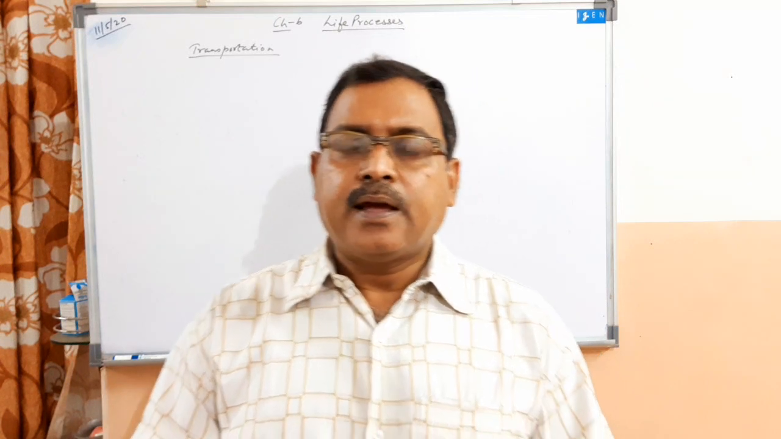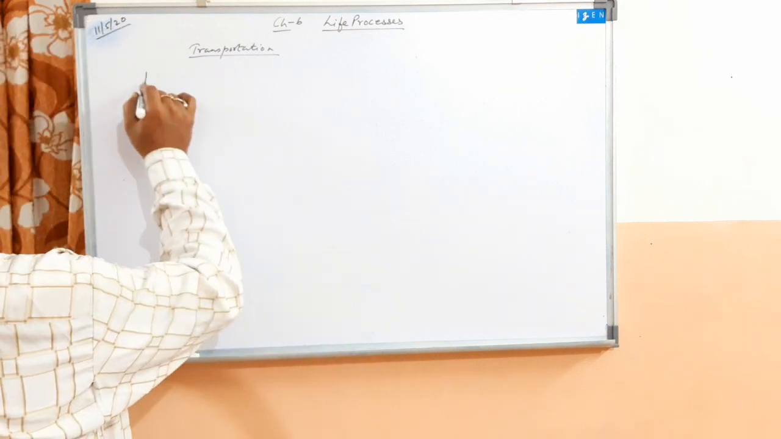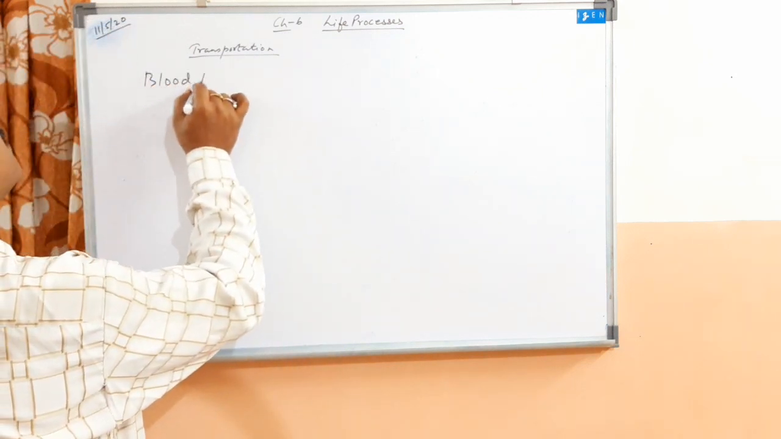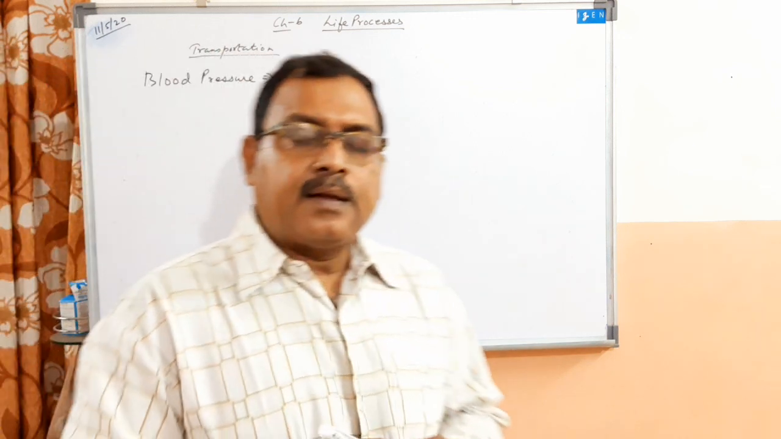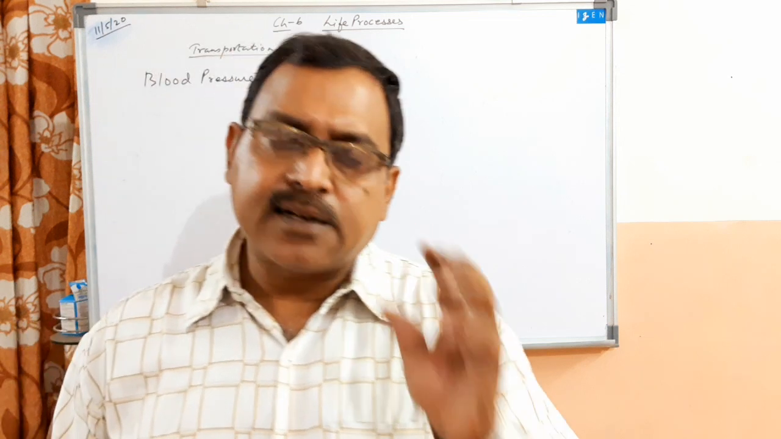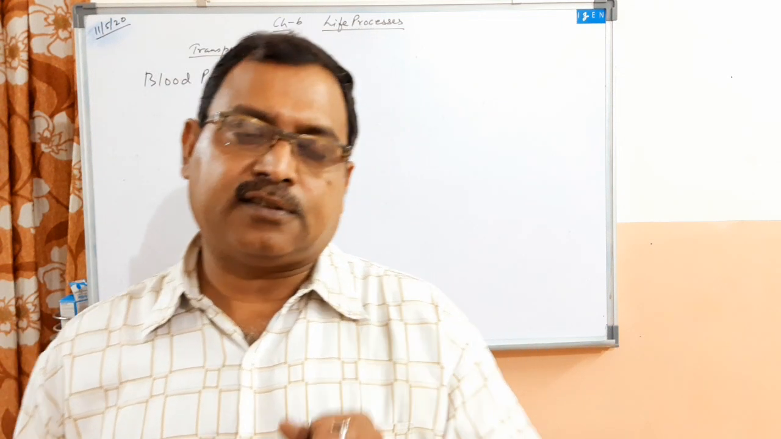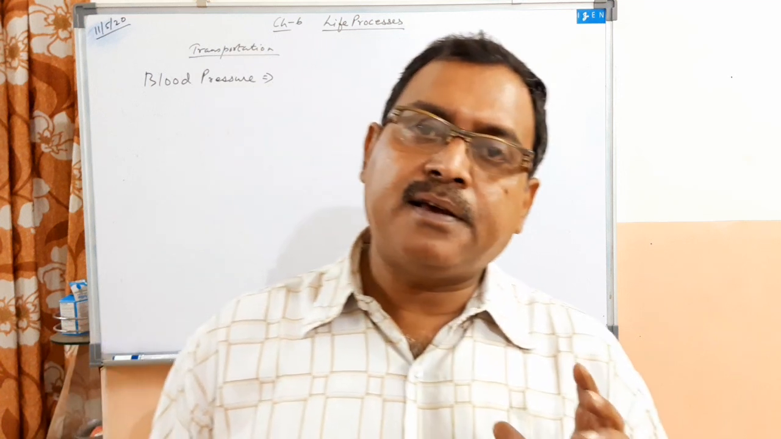Welcome back, children. Now, before starting transportation in plants, I would like to go back to circulation of blood through the heart. One important thing which I missed, later on I recalled, that is about blood pressure. Now, what is this blood pressure? The pressure which blood exerts on the wall of the arteries is called blood pressure.